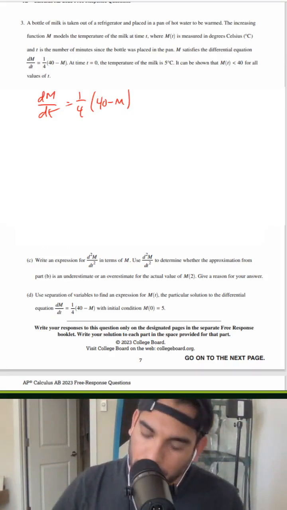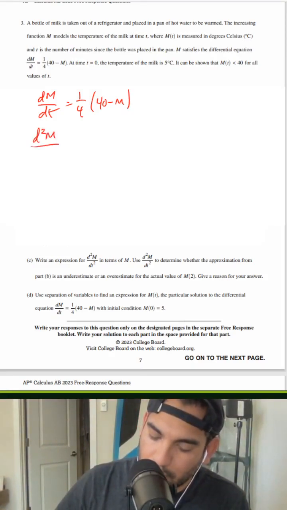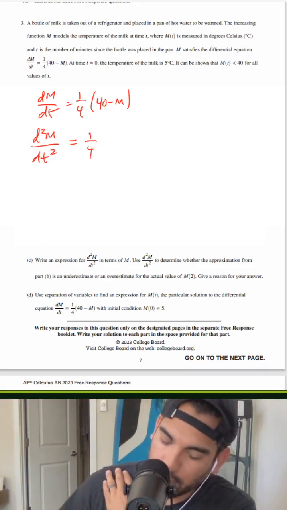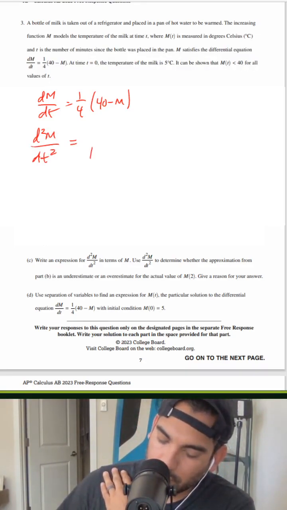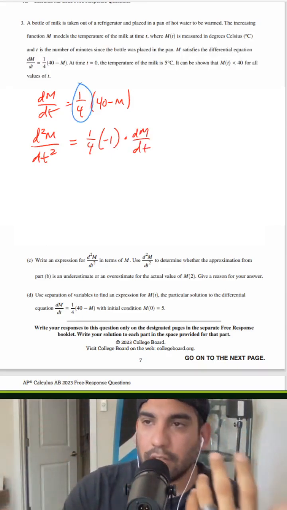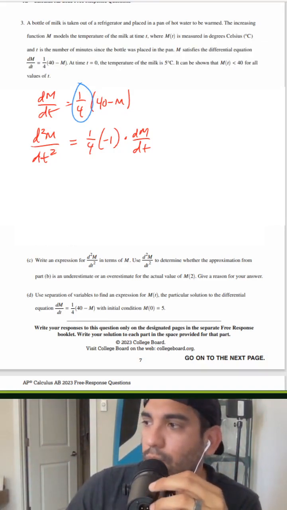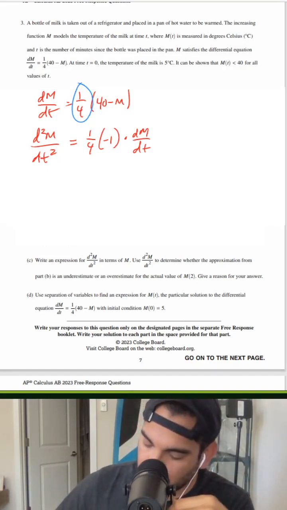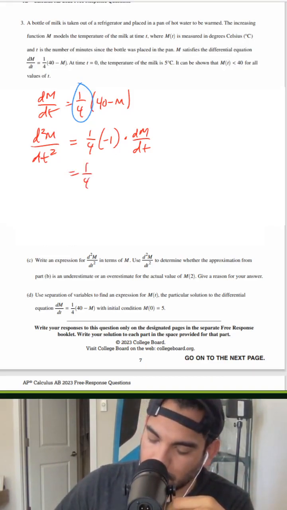All right, let's get cracking. Let's go ahead and take the derivative of the left side. d squared m over dt squared is equal to 1/4 times negative 1 times dm over dt. Now, how did I do that? The first value is just a constant, and then I just took the derivative on the inside. The derivative on the inside is negative 1, but then I just need to multiply by dm over dt. And don't forget, dm over dt was the original function.